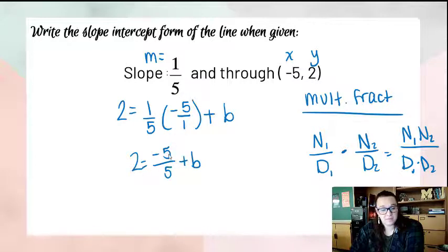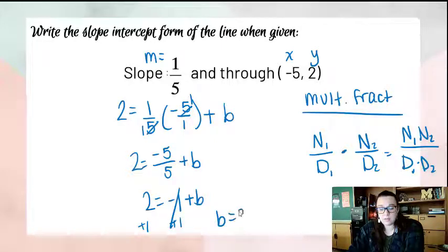Now notice this simplifies. -5 over 5 is just -1. You could have also cross-canceled up here. Notice the 5's cancel, and they become 1. So I have 1 times -1 is -1. That works as well. Finish it out by adding 1 to both sides, and we've got b equals 3. My final answer here is y equals 1/5 x plus 3.